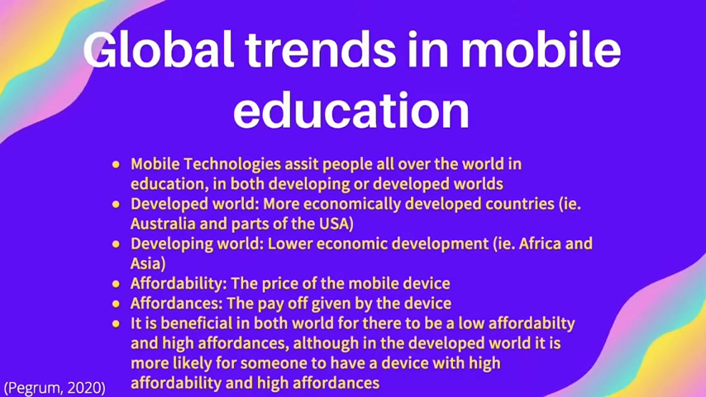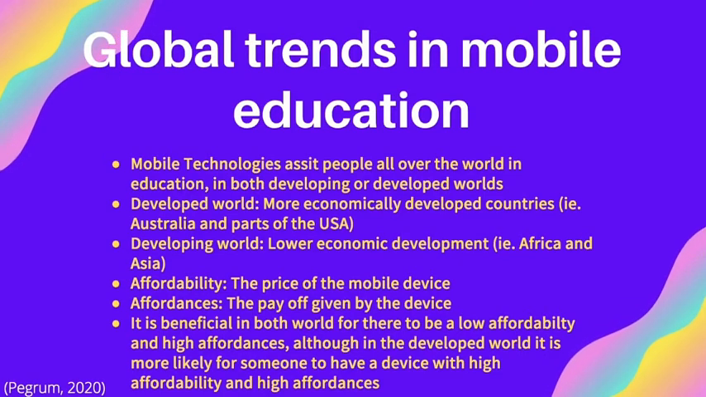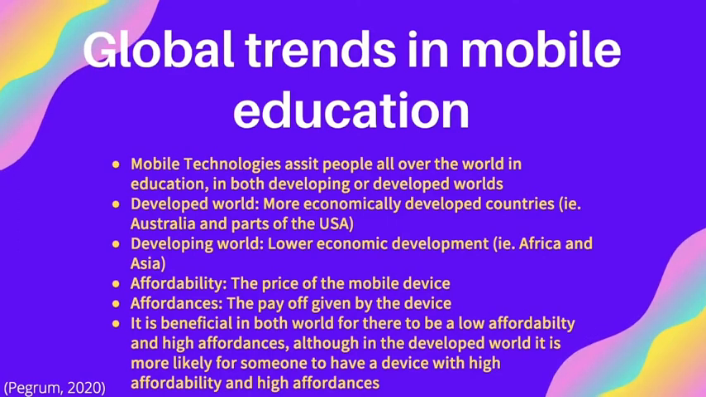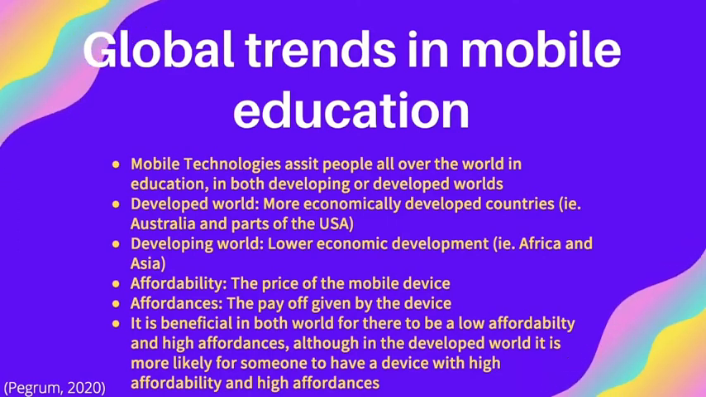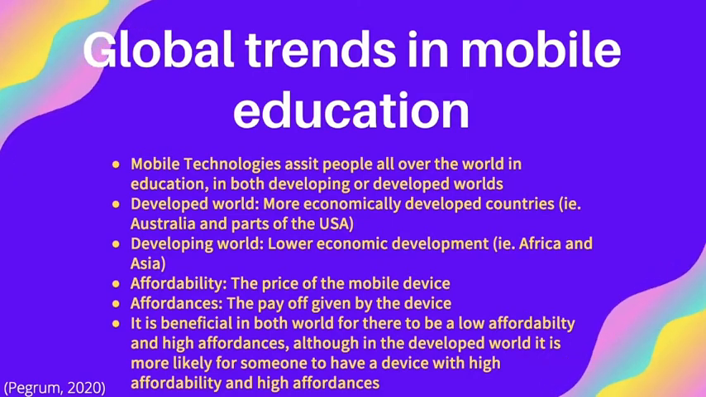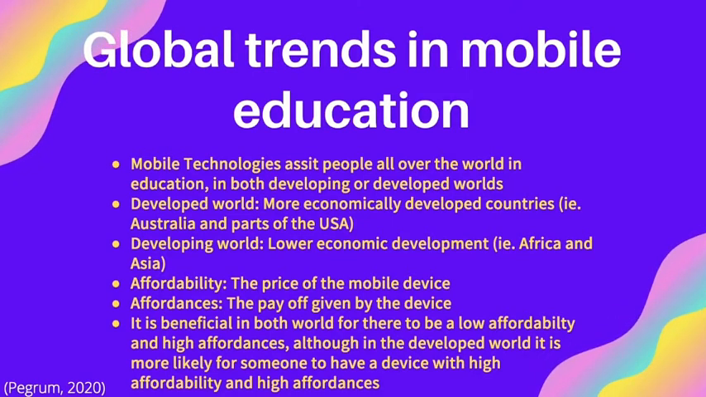Affordability is the price of the mobile device, and affordances are the payoff given by the device. It is beneficial in both worlds for there to be a low affordability and high affordances, although in the developed world it is more likely for someone to have a device with high affordability and high affordances.